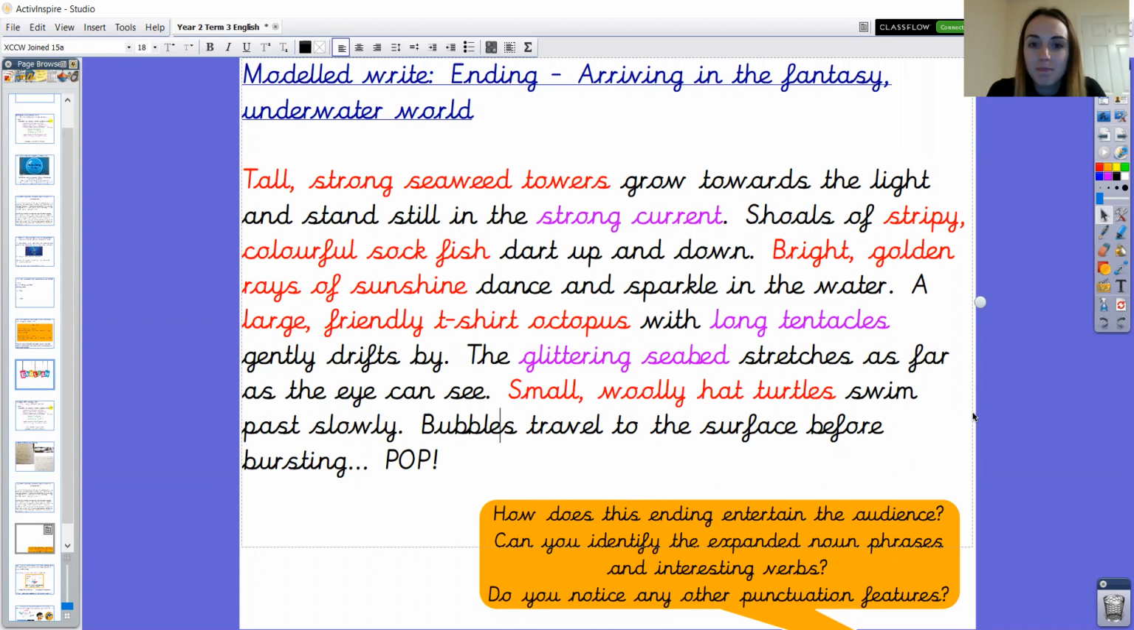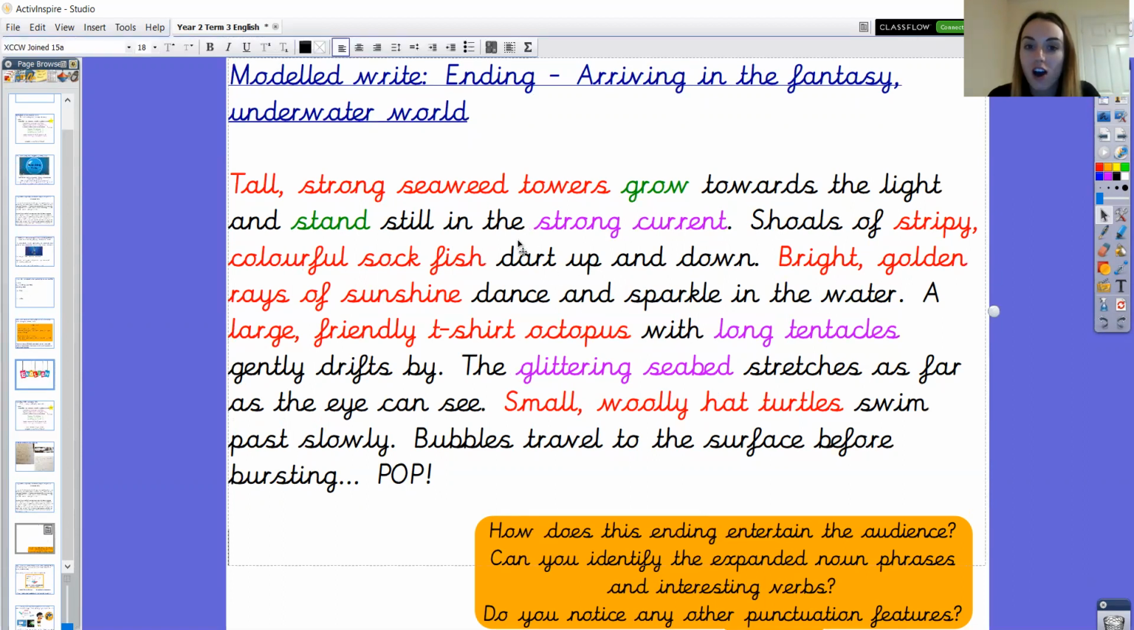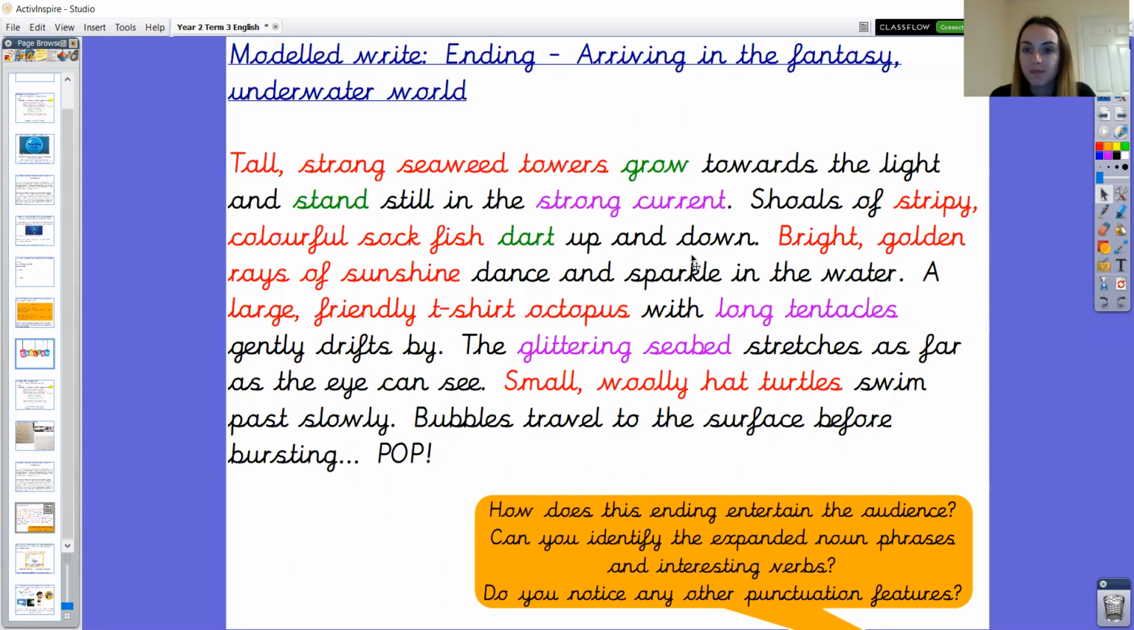Okay, so let's see if we can spot some interesting verbs. I'm going to change the colour pen now. Okay, so we're looking for words which are describing an action. So tall, strong seaweed towers grow. It's an action. Towards the light and stand. Another verb. Still in the strong current. Shoals of stripy, colourful sockfish dart up and down. So dart is the word which describes the action.